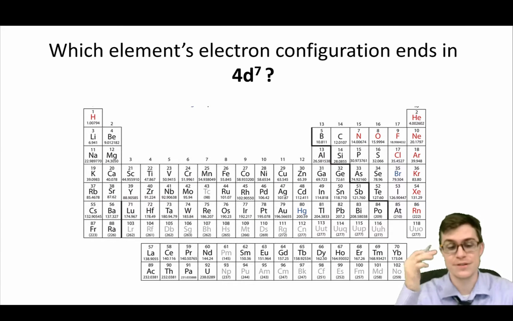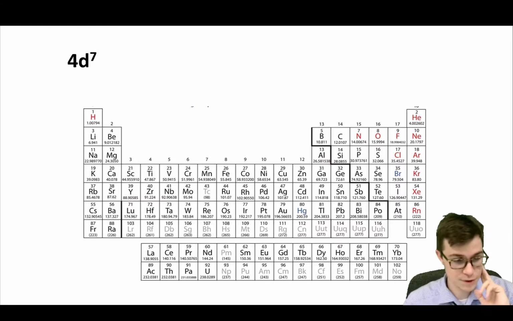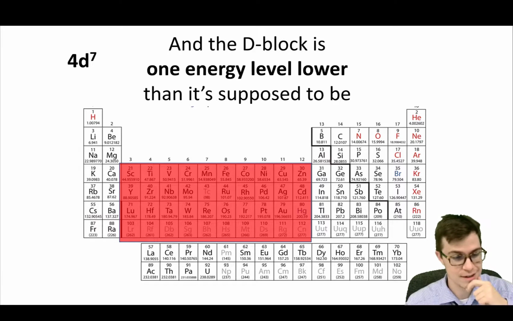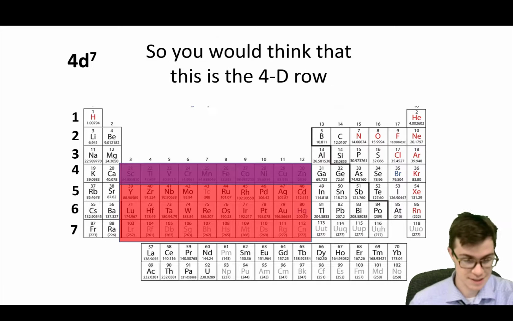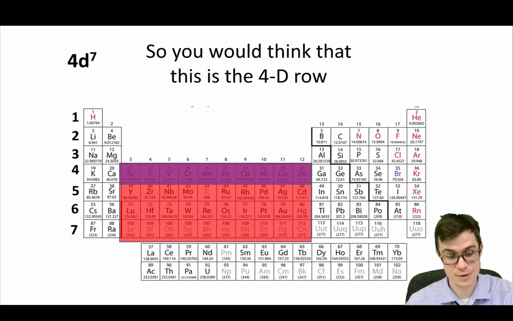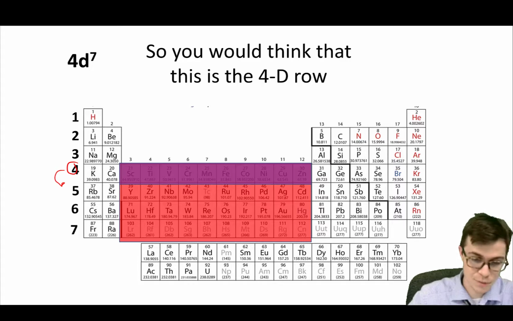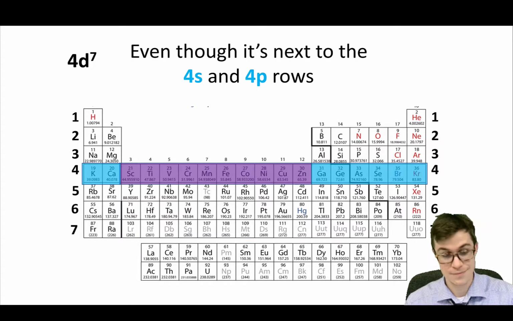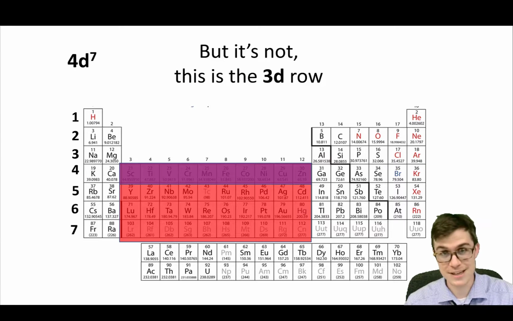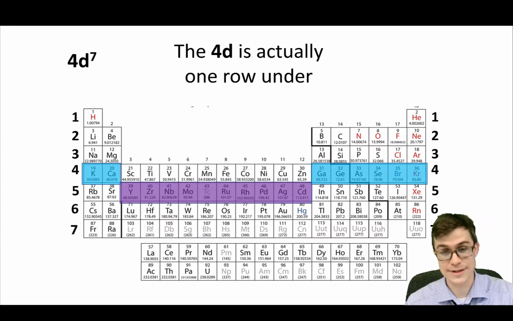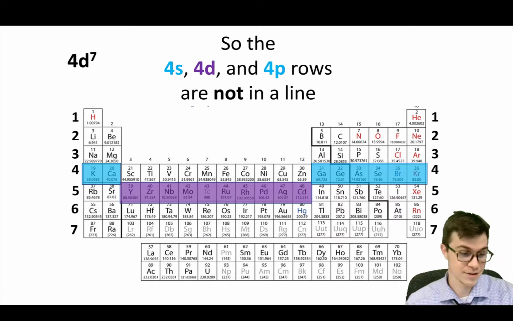So, which element's electron configuration ends in 4d7? Well, let me show you how to do this. You would go to find the d block, and the d block is one level lower than it's supposed to be. So you think 4d is going to be here, right? This is what you think 4d is, but that's not 4d. 4d is one level lower than 4. So even though it's in between the 4s and the 4p, it's the 3d row. The 4d row is one under. So it goes 4s, and then 3d, and then 4p.